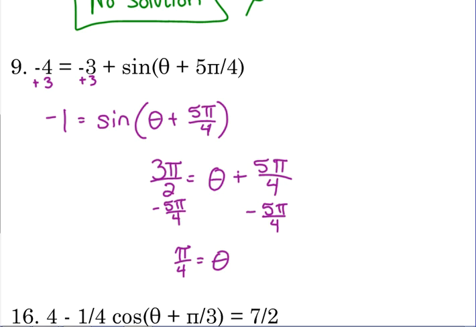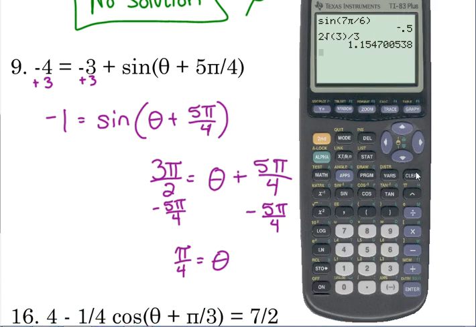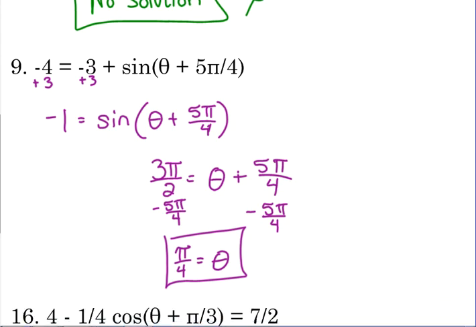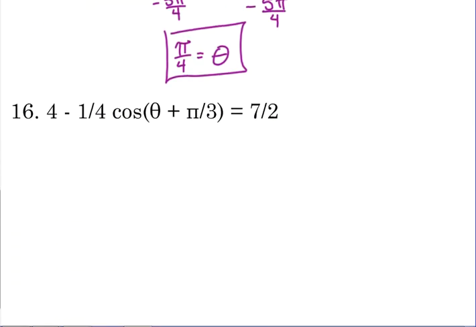Where is sine equal to -1? Okay, sine is equal to -1 at 3 pi over 2 on the unit circle. Okay, again, it's an equation. No reason not to check it. -3 plus the sine of, we said it was pi over 4, plus 5 pi over 4. Okay, and it does actually give us -4. So it is possible to have two solutions. It is possible to have no solution. It is possible to have one solution. Okay, there's no set number of solutions that we have with these trig equations here.